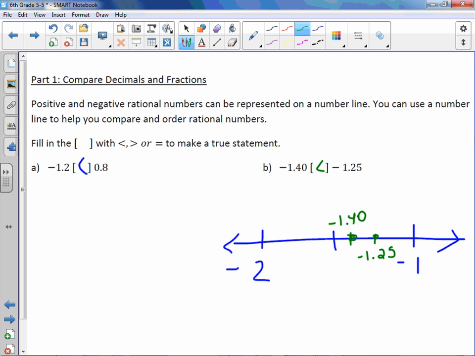Another way to think about it, if you think of these as positive numbers, 1.40 and 1.25, 1.40 would be bigger. But because they're negatives, just flip-flop that sign. So therefore, negative 1.40 is less than negative 1.25. Again, because they're negative numbers, we have to kind of have an opposite way of thinking.